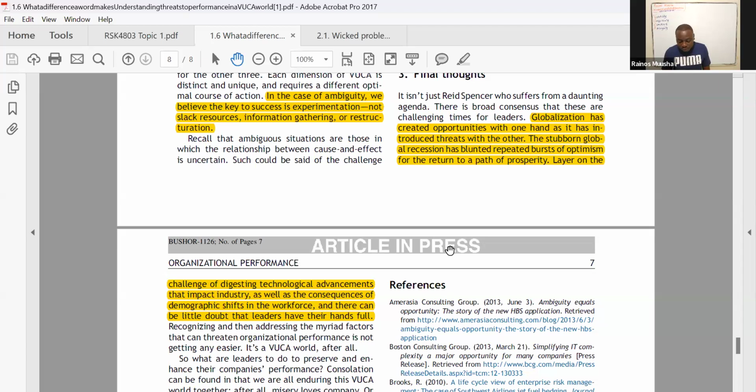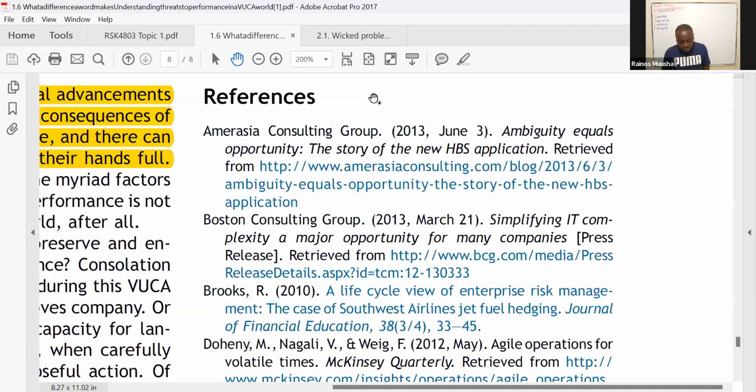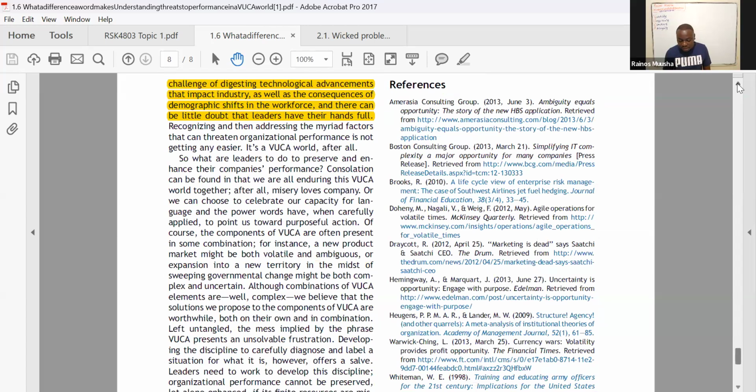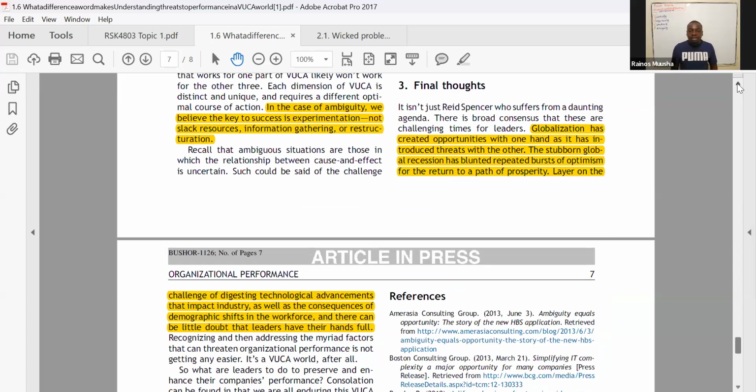So with all these changes and developments happening around the world, it basically means that managers are constantly having to keep up with all these changes and developments as well. Are there any questions? Any questions? Anyone lost regarding study unit 1.6?